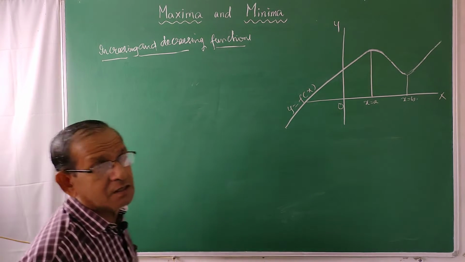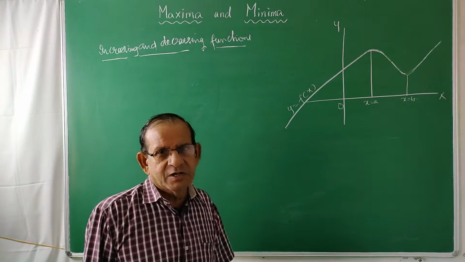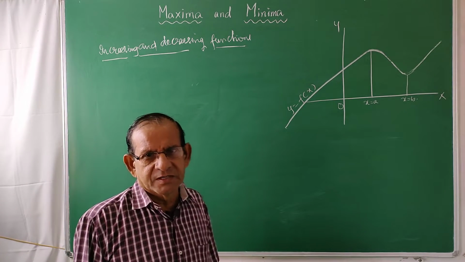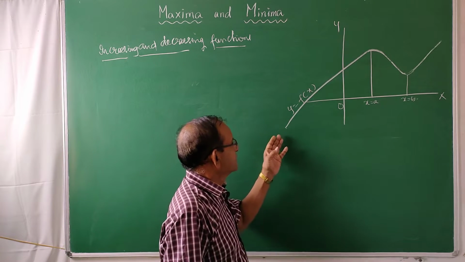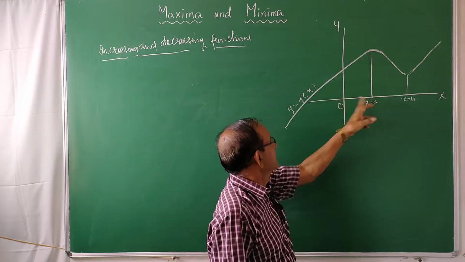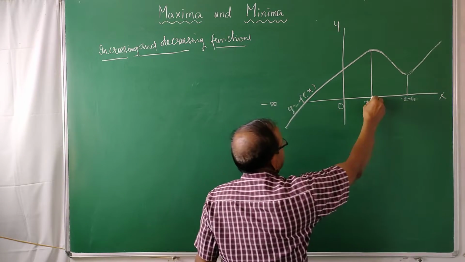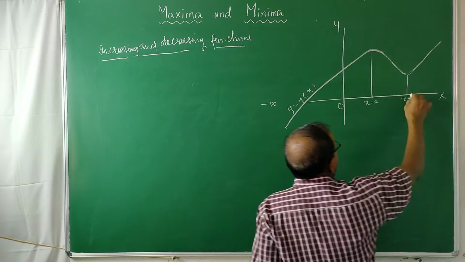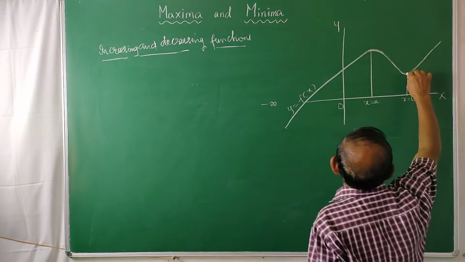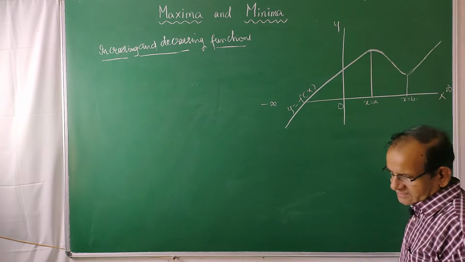Dear students, today we shall discuss the maxima and minima of the given functions. Now, suppose a function is increasing from minus infinity up to a, goes on increasing, and again between a and b it is gradually decreasing, and again from b up to infinity it is gradually increasing.